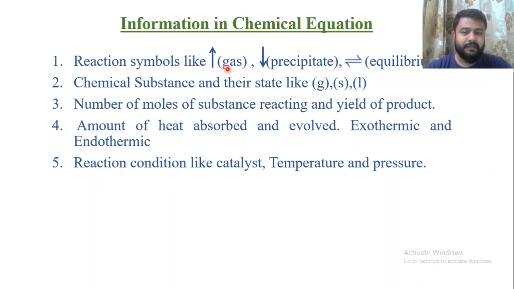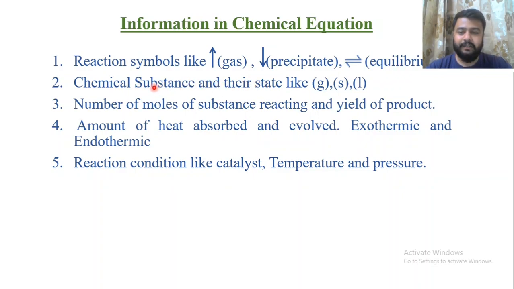That is, an upward arrow means a gas, a downward arrow means a precipitate, and this type of symbol means equilibrium. So precipitate and equilibrium we will discuss in the further chapters. Second, chemical substances and their state.